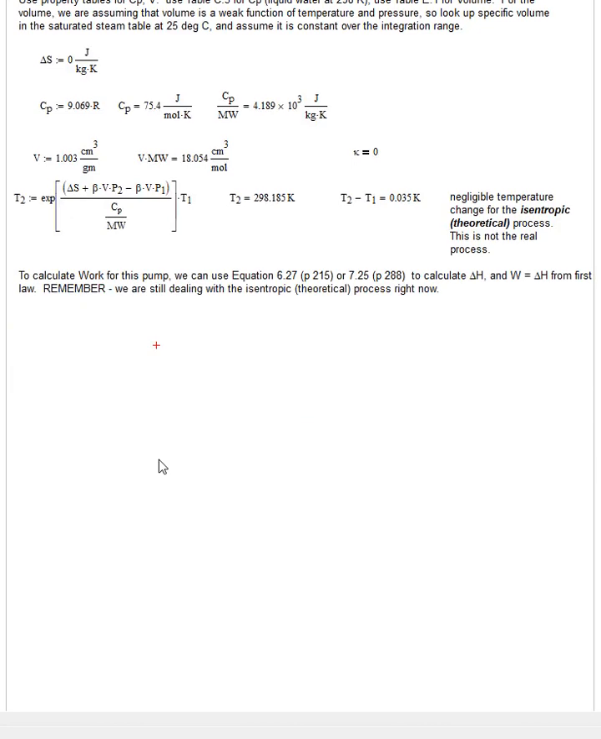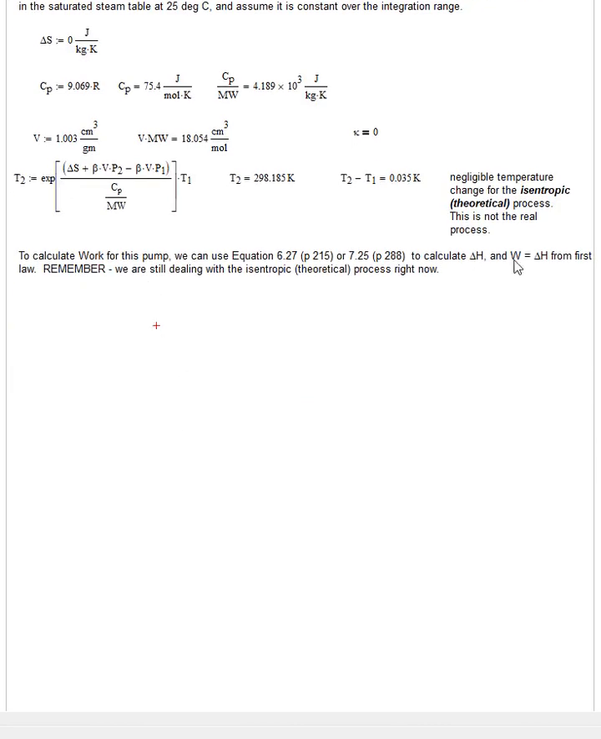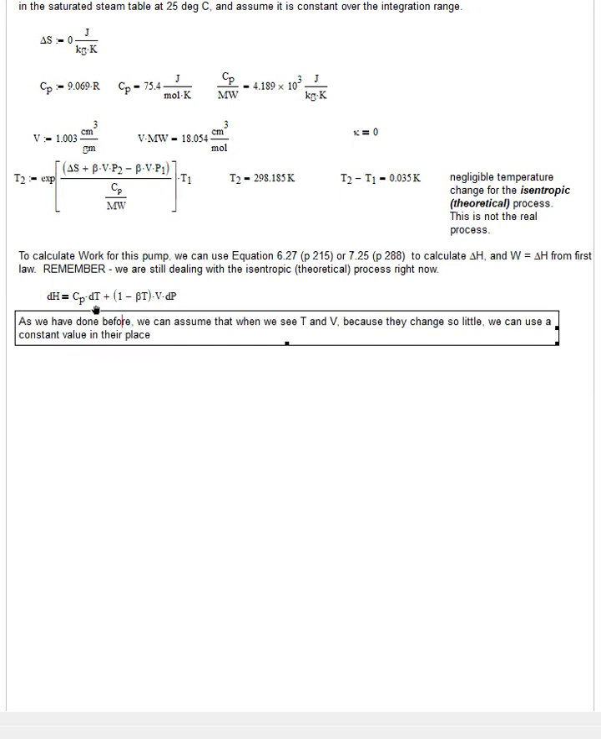So to calculate the work for the isentropic process, we use the first law, which just says that delta H for isentropic is equal to work for isentropic. And we go to the equation, and this again is an equation that we've used before. This is either equation 6.27 in chapter 6 or equation 7.25 on page 288 in your textbook. And we're going to integrate this equation to get our delta H for the isentropic process. And so we do the same thing. We need to make some assumptions. Cp dT. All right, so we integrate this. It's going to be Cp delta T.